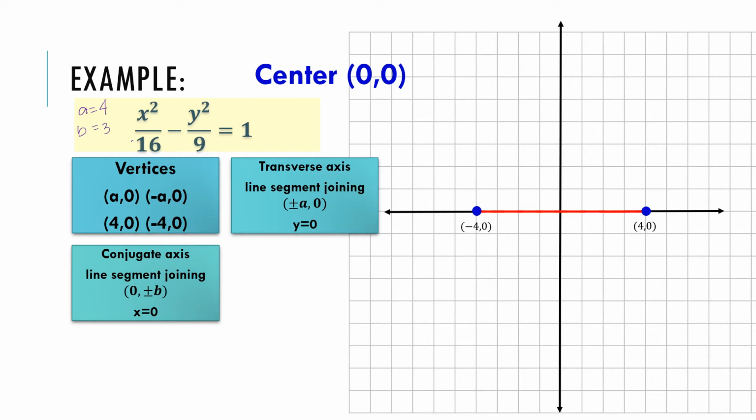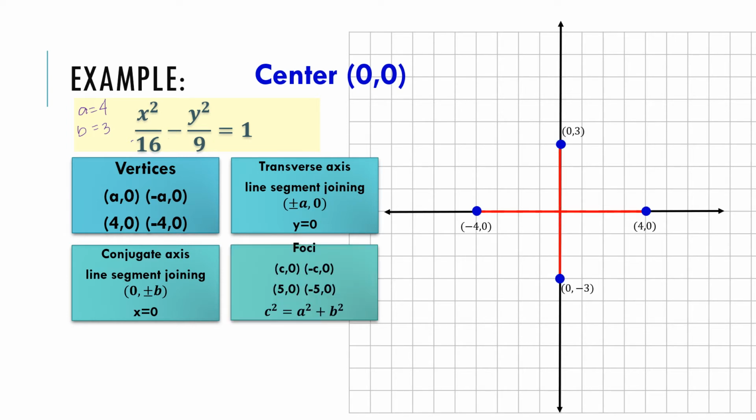Conjugate axis is at 0, plus or minus b. So, 0, 3 and 0, negative 3. Next, the foci. Paano po kinocompute si foci? We have a squared plus b squared.